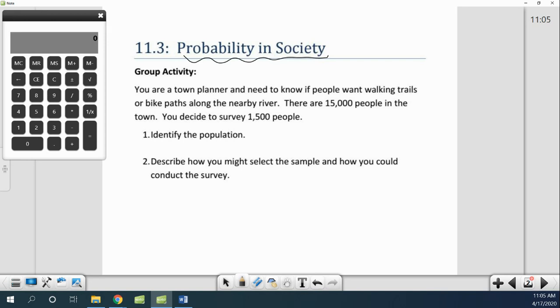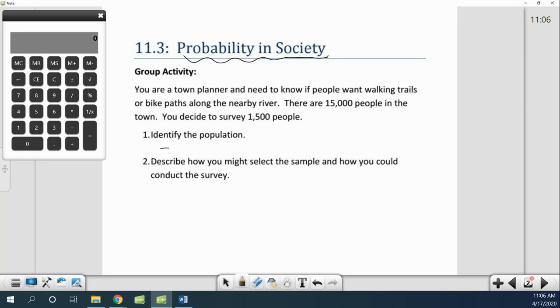You're a town planner. You need to know if people want walking trails or bike paths along the nearby river. Now, there's 15,000 people in town. That's way too many to talk to. You're going to survey 1,500 of them. So first, identify the population. So again, population can be any group of people that you're interested in. And in this case, we're the town planner. We're basically just interested in people in town, right?